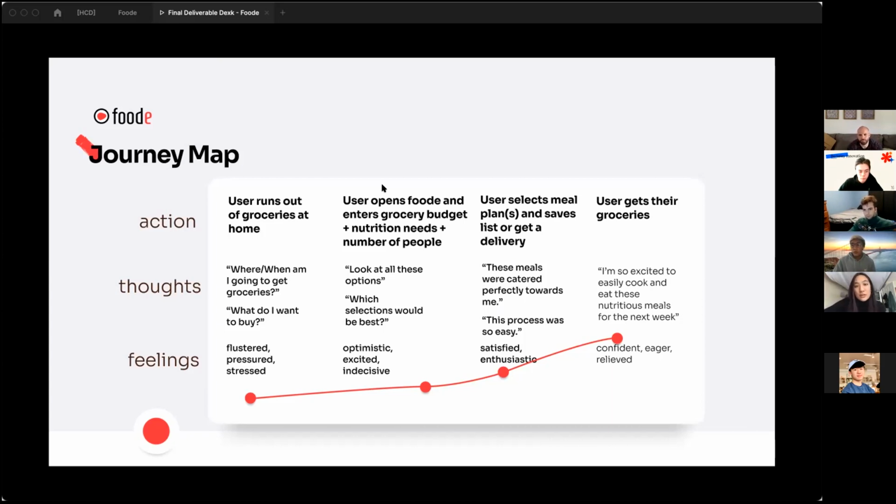So the user next selects a meal plan and saves the list or gets a delivery. They're thinking, these meals were catered perfectly towards me. This process was so easy. Now they're satisfied and enthusiastic. And now they get their groceries and they're so excited to cook their meals and eat well for the next week. And now they feel confident, eager to cook, and relieved that they don't have as much stress on their plate.